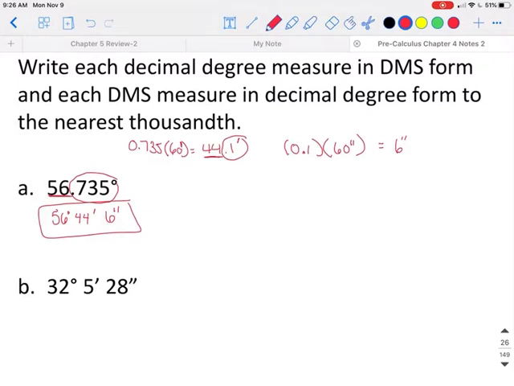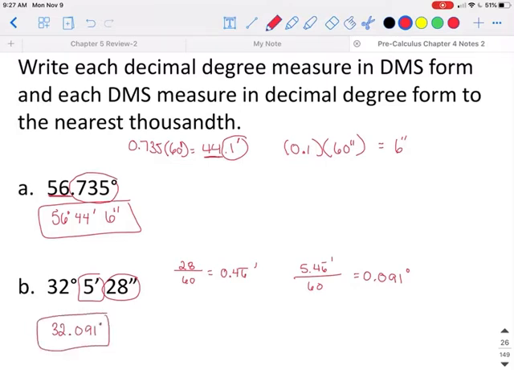Now, if your angle is given in degrees, minutes, and seconds, we can work backwards to find the decimal form. So we're going to start with the seconds first, and we need to convert that to minutes. To do that, we're going to divide by 60, and we're going to get 0.46 repeating minutes. Now we're going to take that and add it back to the minutes we already have. So now we have 5.46 repeating minutes, and we can divide that by 60. And that'll tell us how many degrees we have, which is 0.091 degrees. And we can take that and add it to our actual degrees and write this in decimal form.